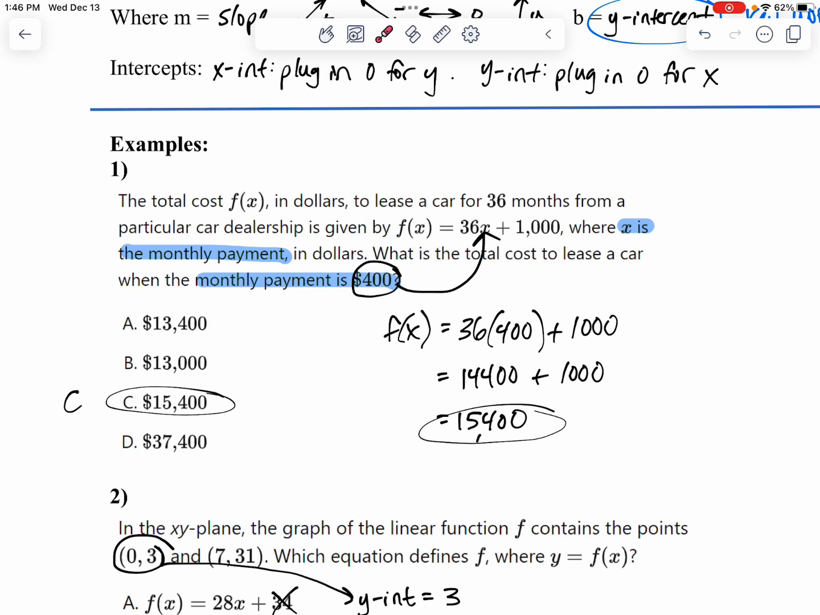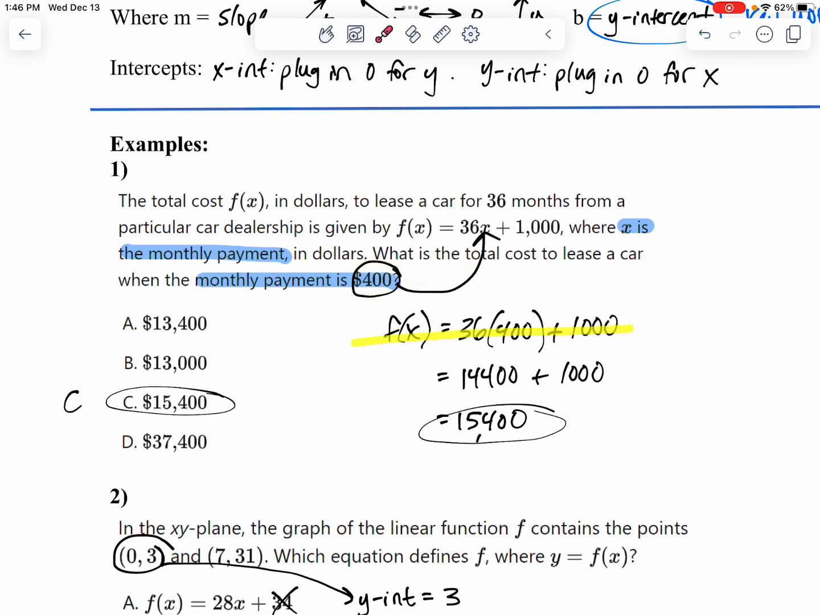Okay, we've got a total cost. We have leasing a car for 36 months and they give us an equation. And it's really important to know what the X stands for in all of these word problems. In this case, X is the monthly payment and they're telling you the monthly payment is $400. That is exactly how I know to plug in 400 for X right here.